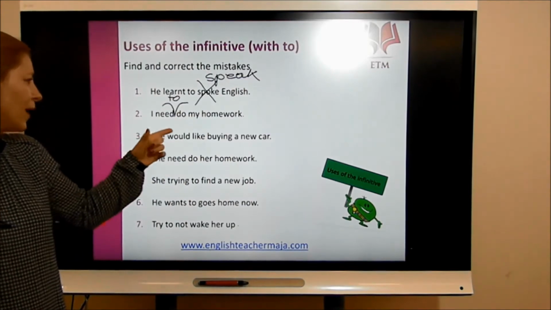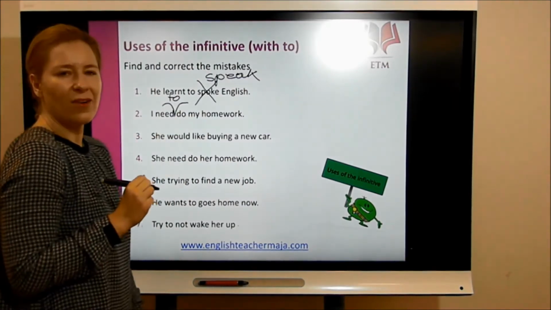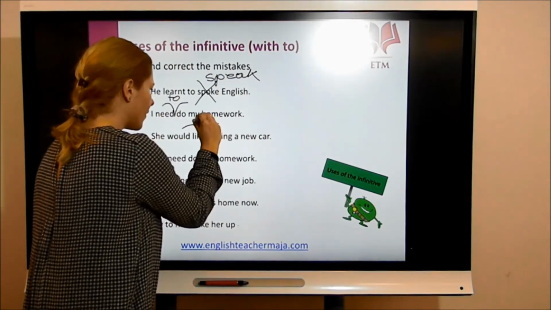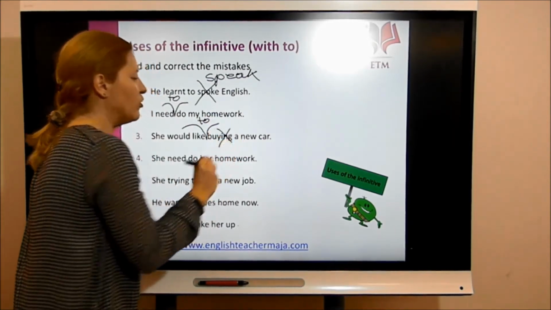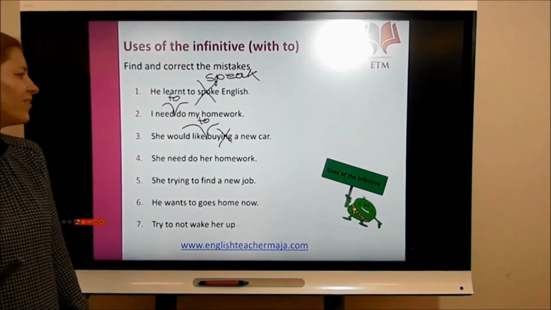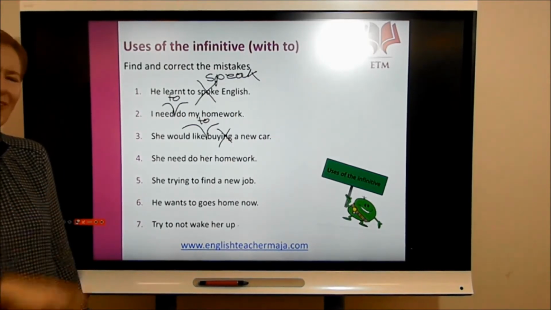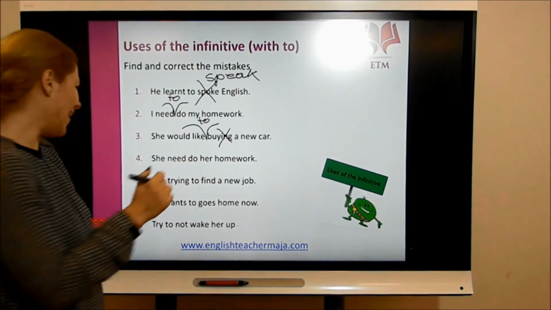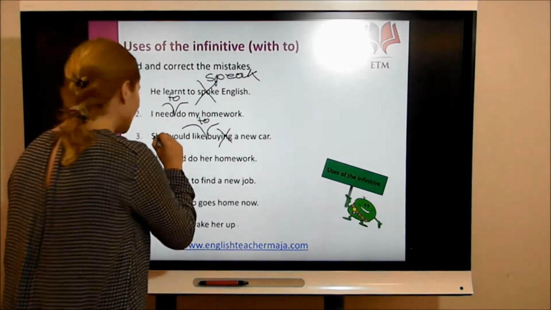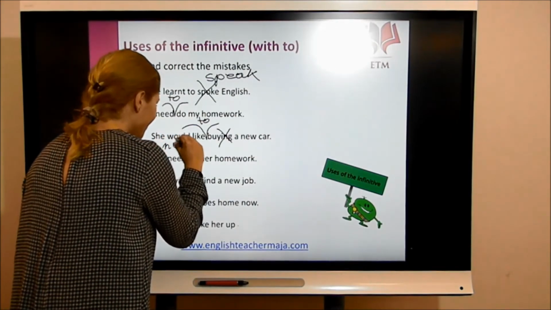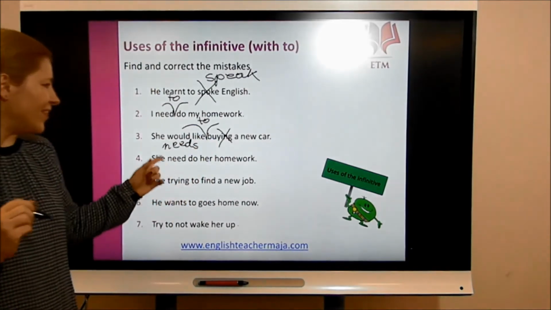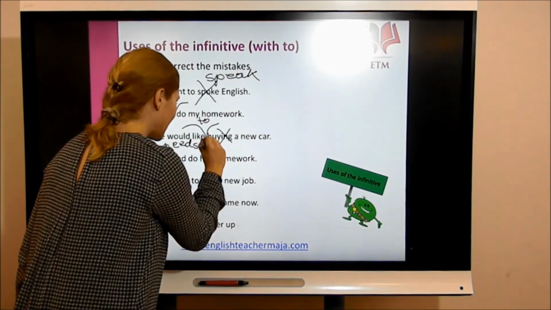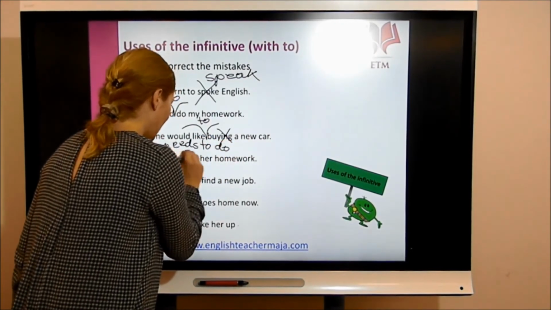Number 3, she would like buying a new car. Oh, a lot of mistakes here. She would like to buy. No ing, just infinitive. No endings, no changes. Just a very basic form of a verb. She needs to do her homework. Wow, a lot of mistakes again. Okay, she is the third person singular, so we need she needs. And after need, if we want to use another verb, we need to. So she needs to do her homework.